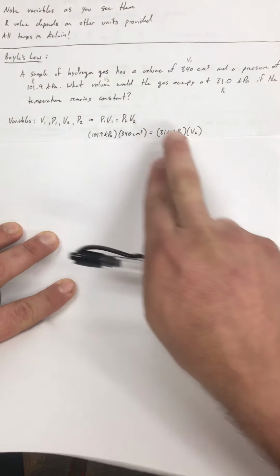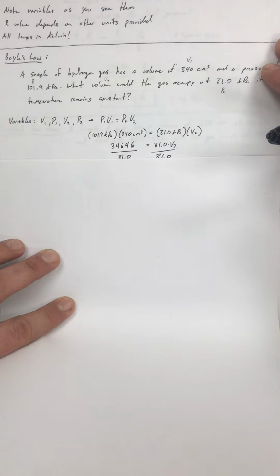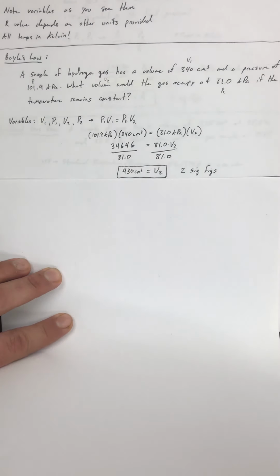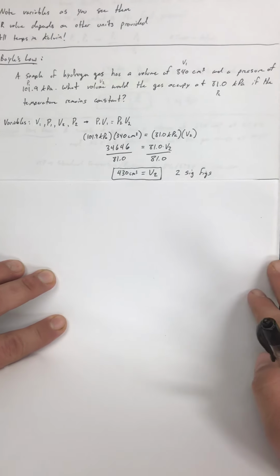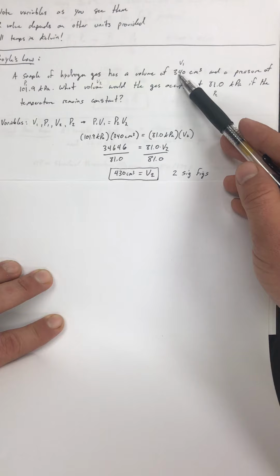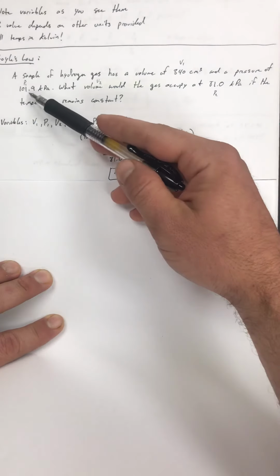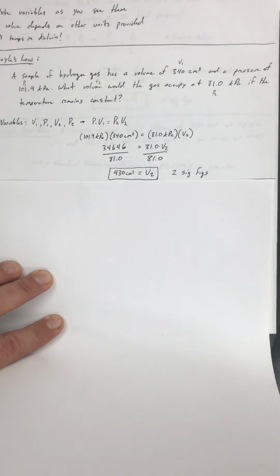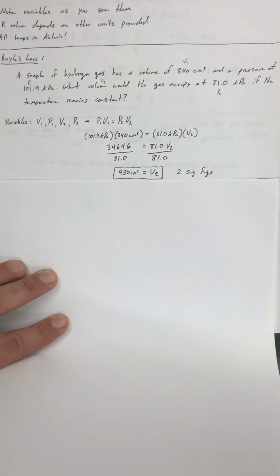So multiply these two, divide by that one, and we end up with 430 cubic centimeters as our second volume with 2 sig figs. Sig figs are a thing for this assignment, so I apologize in advance. There are only 2 sig figs there, there are 3 sig figs there, and 4 sig figs there, and we're only allowed to use the lowest number of sig figs since we are multiplying and dividing, so you are going to have to round to 430 for this question.